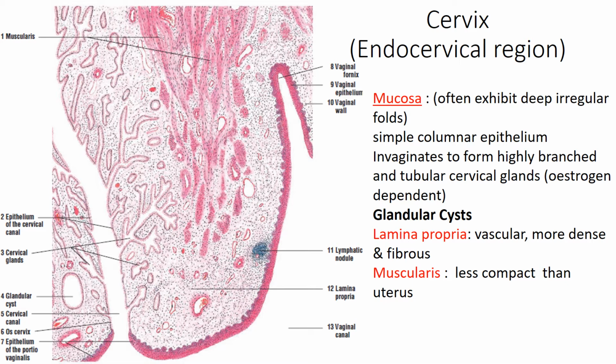But then during the initiation of the secretory phase or the luteal phase, this mucus becomes viscous, and it gets more viscous towards the late luteal phase, because it hinders the passage of the sperm. This viscous mucus hinders the passage of the sperm.